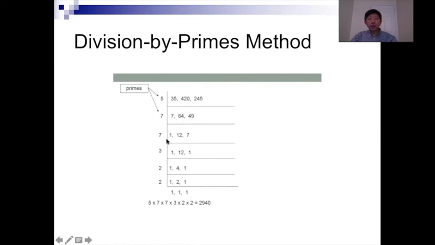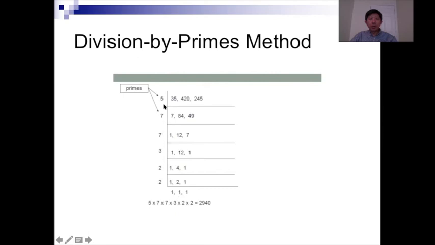Next, we do 7 again. If it's divisible, we divide, and if not, we just bring down the number. So we bring down the 1 and 12, and 7 divided by 7 gets 1. Next, we have 1, 12, 1. 12 can be divided by 3, we get 4. Then 4 divided by 2 gets 2, and 2 divided by 2 gets 1.